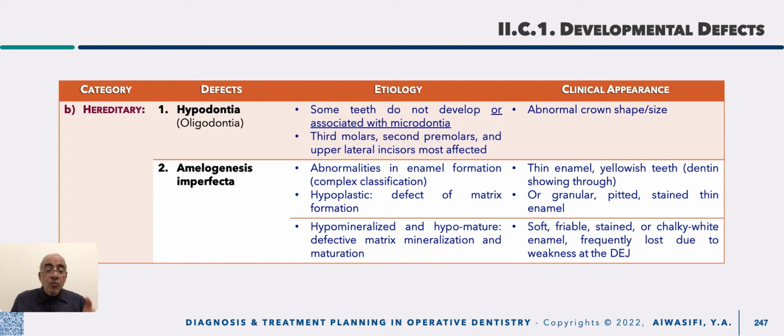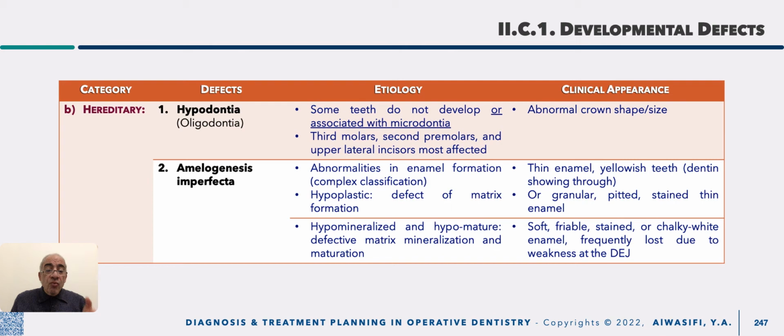Then come the hereditary lesions or developmental defects, including hypodontia. Hypodontia means that some teeth do not develop, or are associated with microdontia, like the third molar and second premolar. Most commonly affected are the upper lateral incisors, which appear as a peg-shaped lateral. It is the most common one, with abnormal crown shape and size.